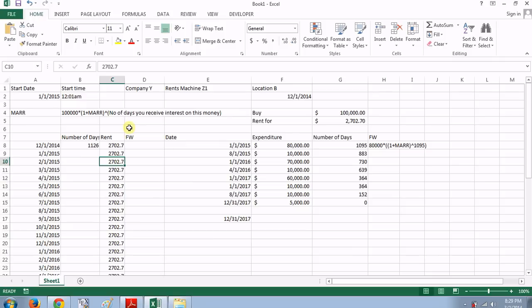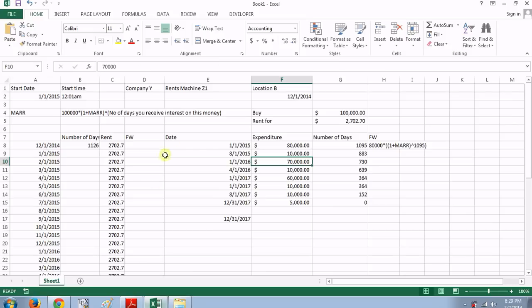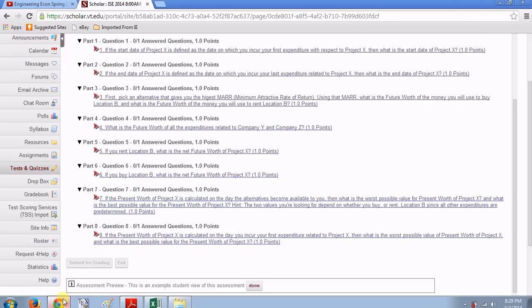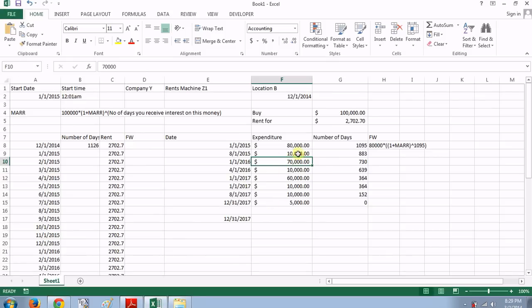Now, I told you in class that instead of actually, let me just backtrack a bit. Let me go back to the question. When you're calculating present worth, all present worth is saying is, if you shifted all the cash flows to a certain point in time, what would the value of the net cash flow be? And here, the question says present worth of project X is calculated on the day the alternatives become available to you. So you have to figure out on which day the alternatives become available, and you have to shift all these cash flows.